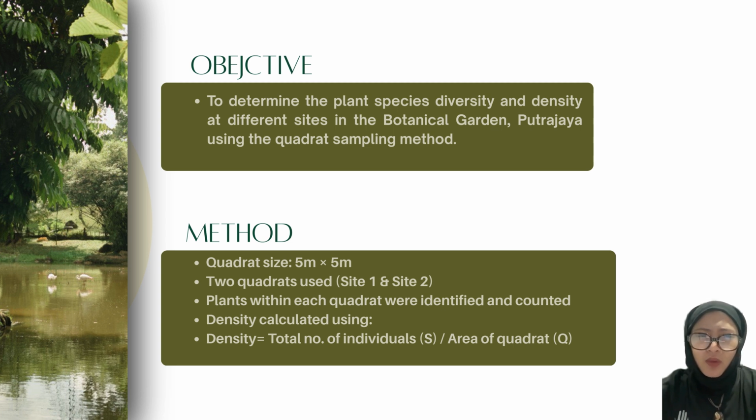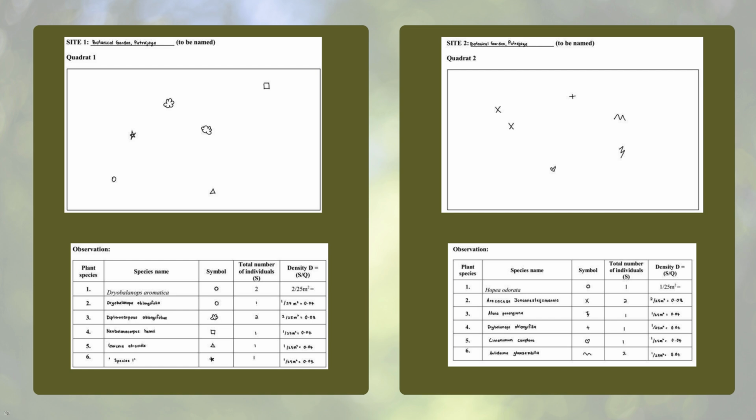Next, the method. We used a 5 meter by 5 meter quadrat at site 1 and site 2. All plant species inside each quadrat were identified and counted. Then, we calculated the density using the formula: total number of individuals divided by the area of the quadrat. So this is our result.